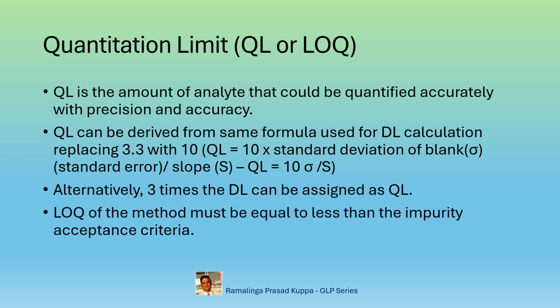LOQ of the method must be equal to or less than the impurity acceptance criteria. This is an important point. QL must be equal to or less than the specification limit of the compound of interest. Because if the QL is greater than the specification limit, how can the amount of impurity at a level less than the QL be determined?